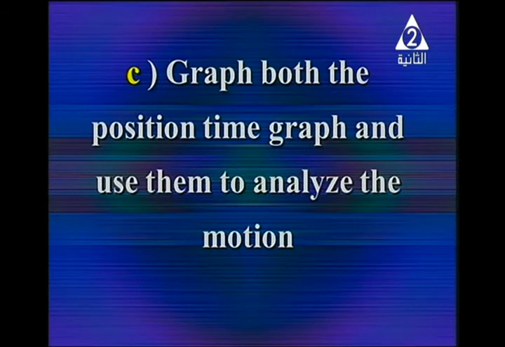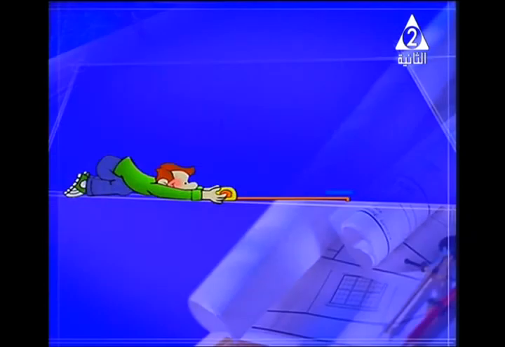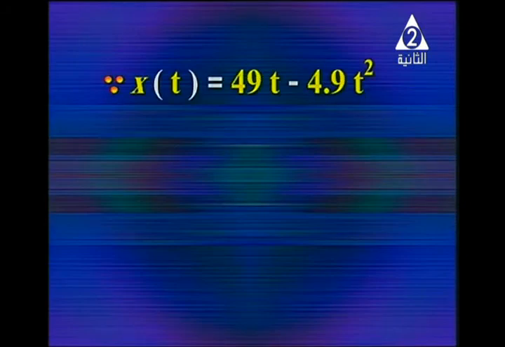Graph the position-time graph and use it to analyze the motion. Solution. Dear student, since x(t) equals 49t minus 4.9t squared, this is the relation between the distance x and time t, x as a function of t.